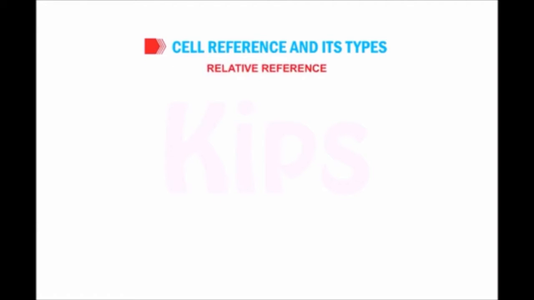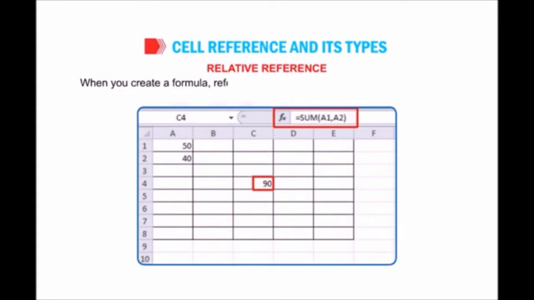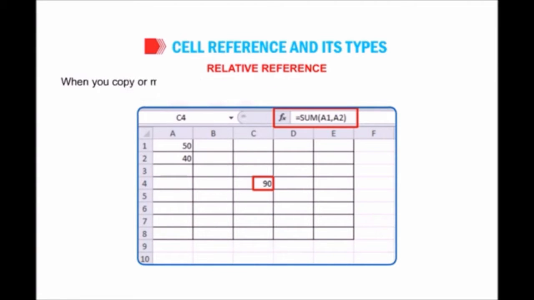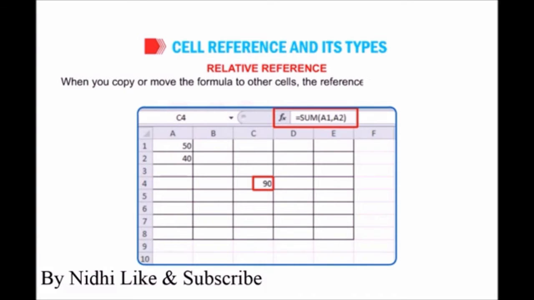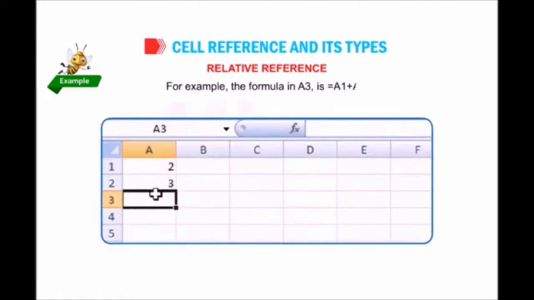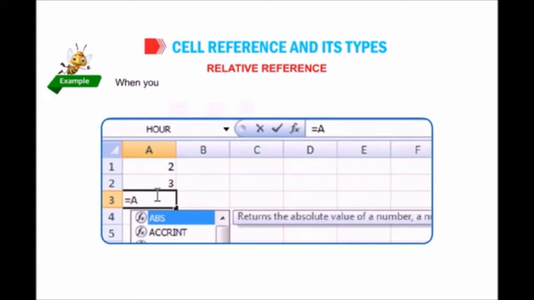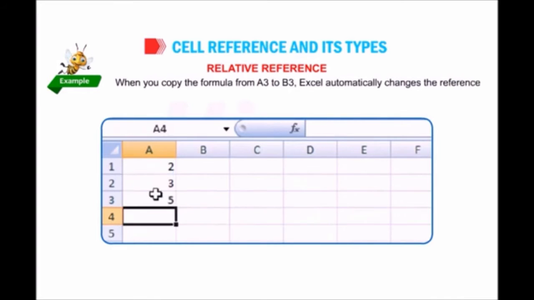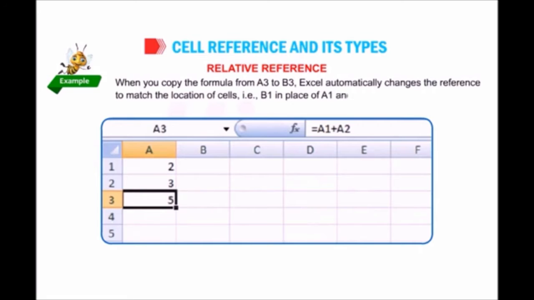The first is relative reference. When you create a formula, references to a cell or ranges are usually based on the position relative to the cell. When you copy or move the formula to other cells, the reference to the cell automatically gets changed. For example, let's say the formula in A3 is equal to A1 plus A2. When you copy the formula from A3 to B3, Excel automatically changes the reference to match the location of cells, that is, B1 in place of A1 and B2 in place of A2.